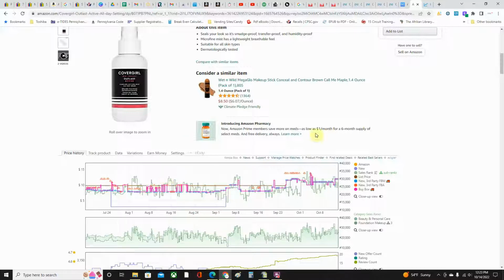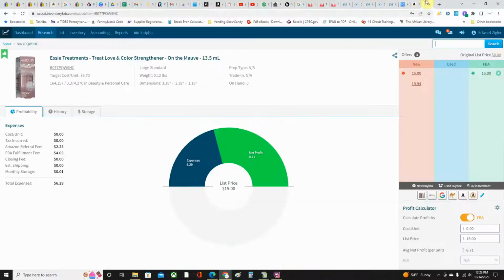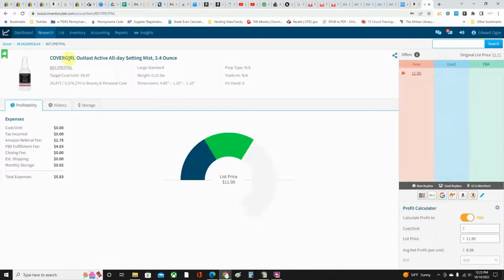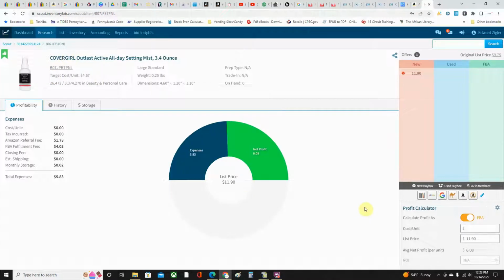What you can also do after that is take that same UPC and come over here to your Inventory Lab. Just paste that UPC in, and it'll come up. All right. Now, this is based on FBA. Okay, it's going to be based on FBA, not FBM. It shows you the original listing price of $9.75 up here, and it shows you there's one person right now, and they're doing an FBM selling it for $11.90.